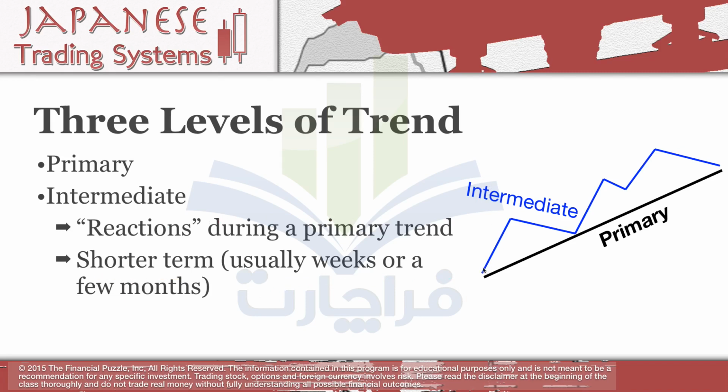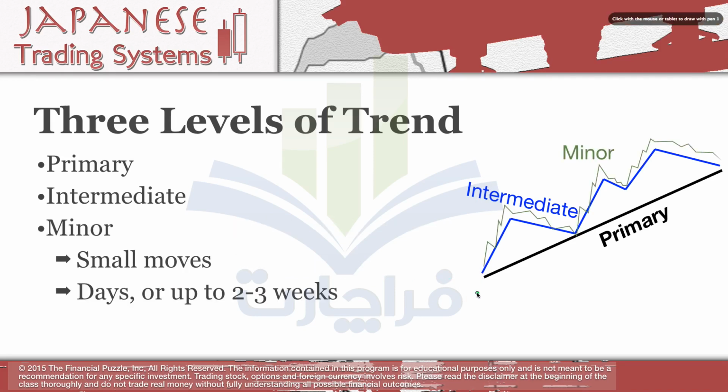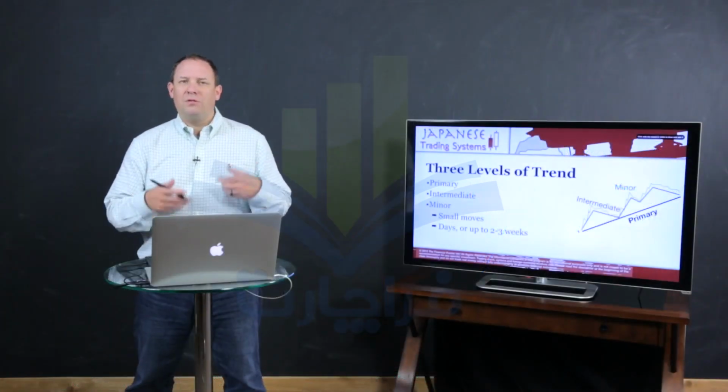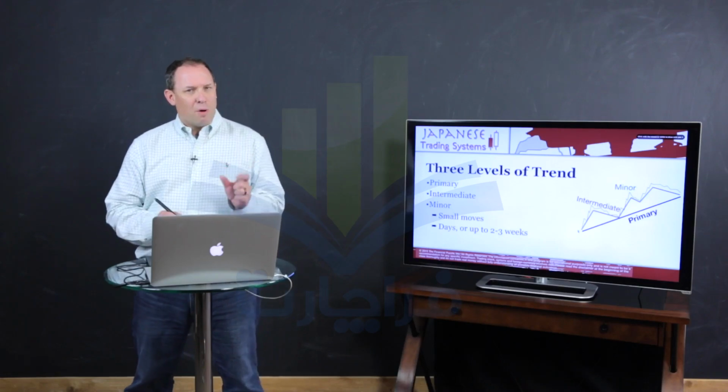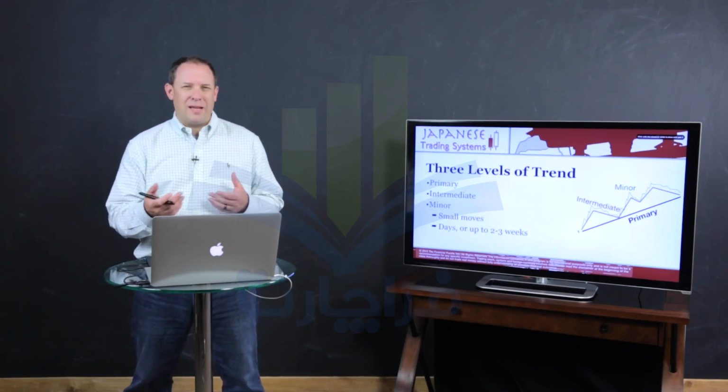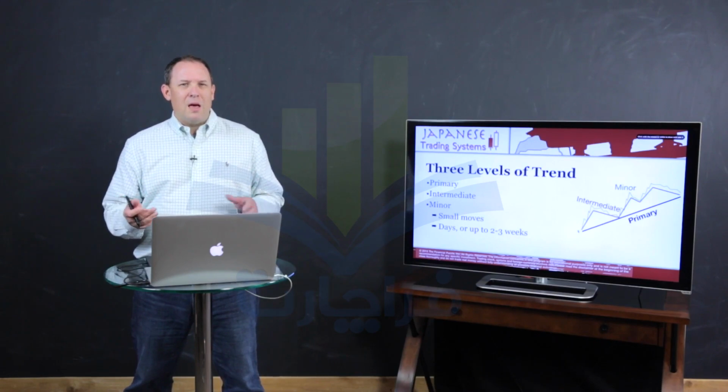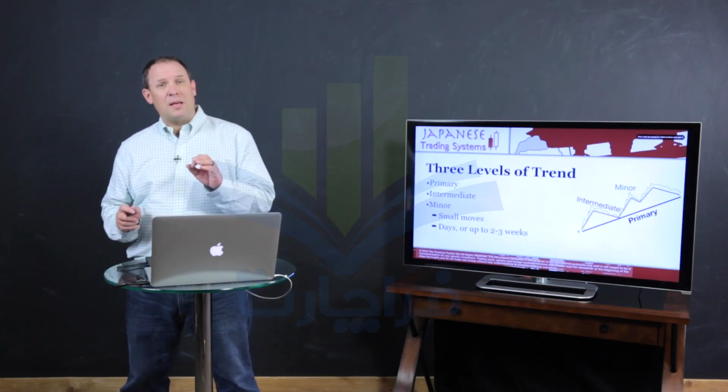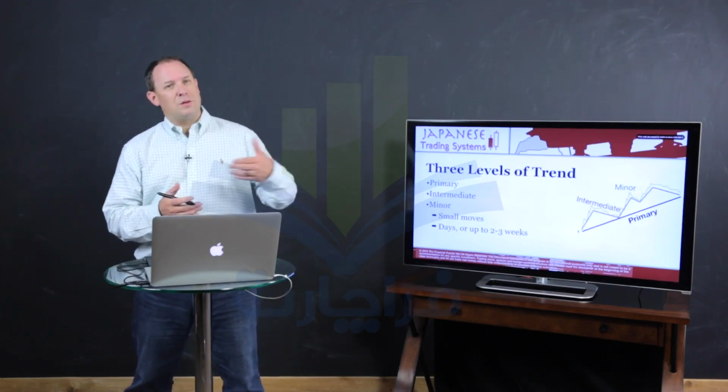And then finally, the minor level trend is essentially the same thing to the intermediate move that the intermediate is to the primary. It's shorter reactionary moves to the intermediate level trend. They're small moves on a daily chart, typically lasting for days, maybe up to two or three weeks. Sometimes they are going with the intermediate trend, sometimes the opposite direction. But it's those minor level moves that really confuse people. People can understand the primary trend quite easily. They can even appreciate the intermediate trend, but it's the day-to-day movement that makes up the minor level trend that really confuses people.